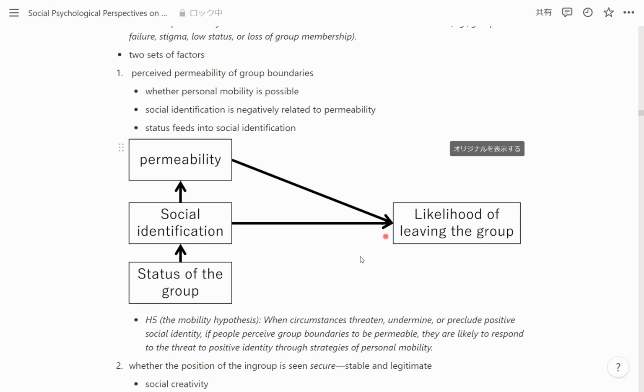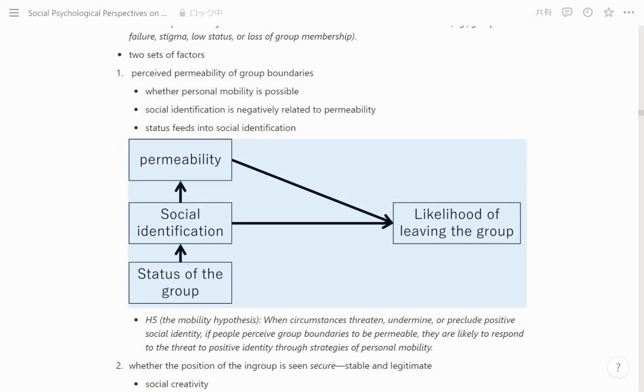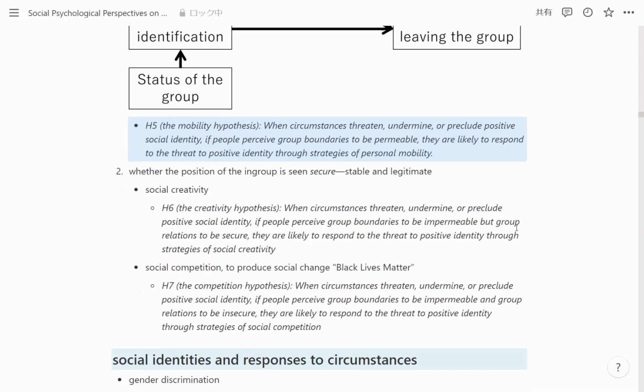Okay, so this can be further formalized as the following hypothesis. Hypothesis 5, the mobility hypothesis. When circumstances threaten, undermine, or preclude positive social identity, if people perceive group boundaries to be permeable, they are likely to respond to the threat to positive identity through strategies of personal mobility.